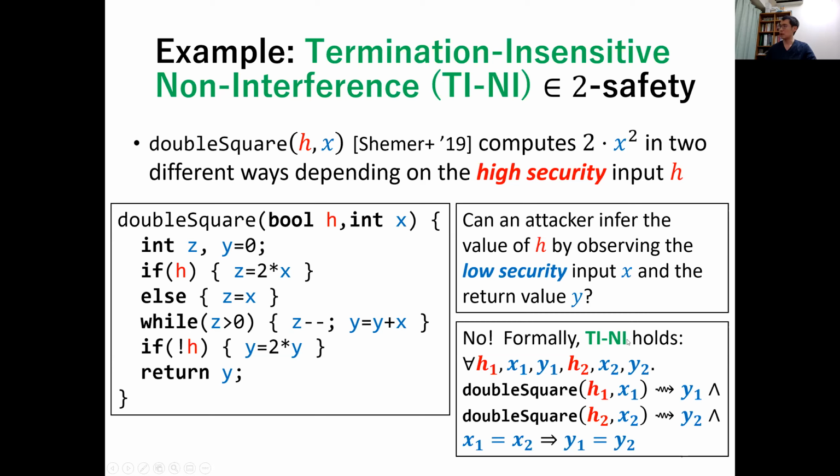So formally, TINI is a 2-safety property. It's a property about 2 execution traces. Formally, if you execute this program double square with some high security input H1 and get output Y1, and you execute it again with some high security input H2 and get Y2, then these outputs Y1 and Y2 will be equivalent, provided that the low security inputs X1 and X2 are equivalent. So this is the typical termination-insensitive non-interference.